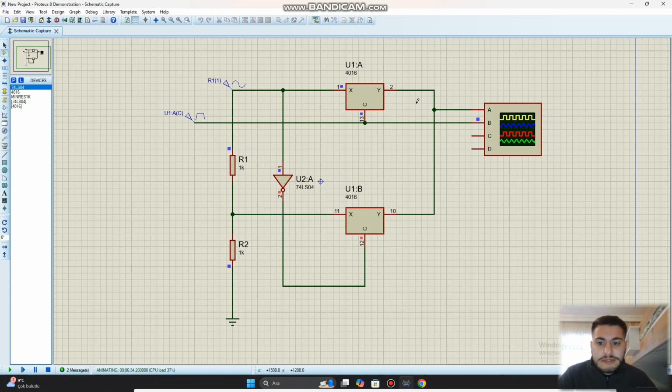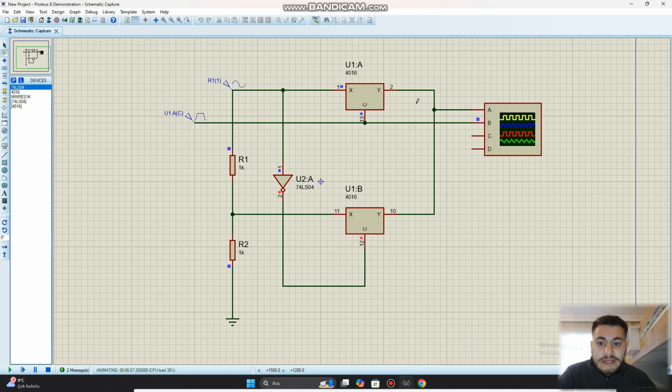I'm going to talk about the amplitude shift keying modulator circuit analysis. Amplitude shift keying is a digital communication method where the amplitude of the carrier signal is varied to transmit information. In other words, if the bit to be transmitted is 1, the amplitude of the carrier signal is set to one value, and if it is 0, it is set to another value.